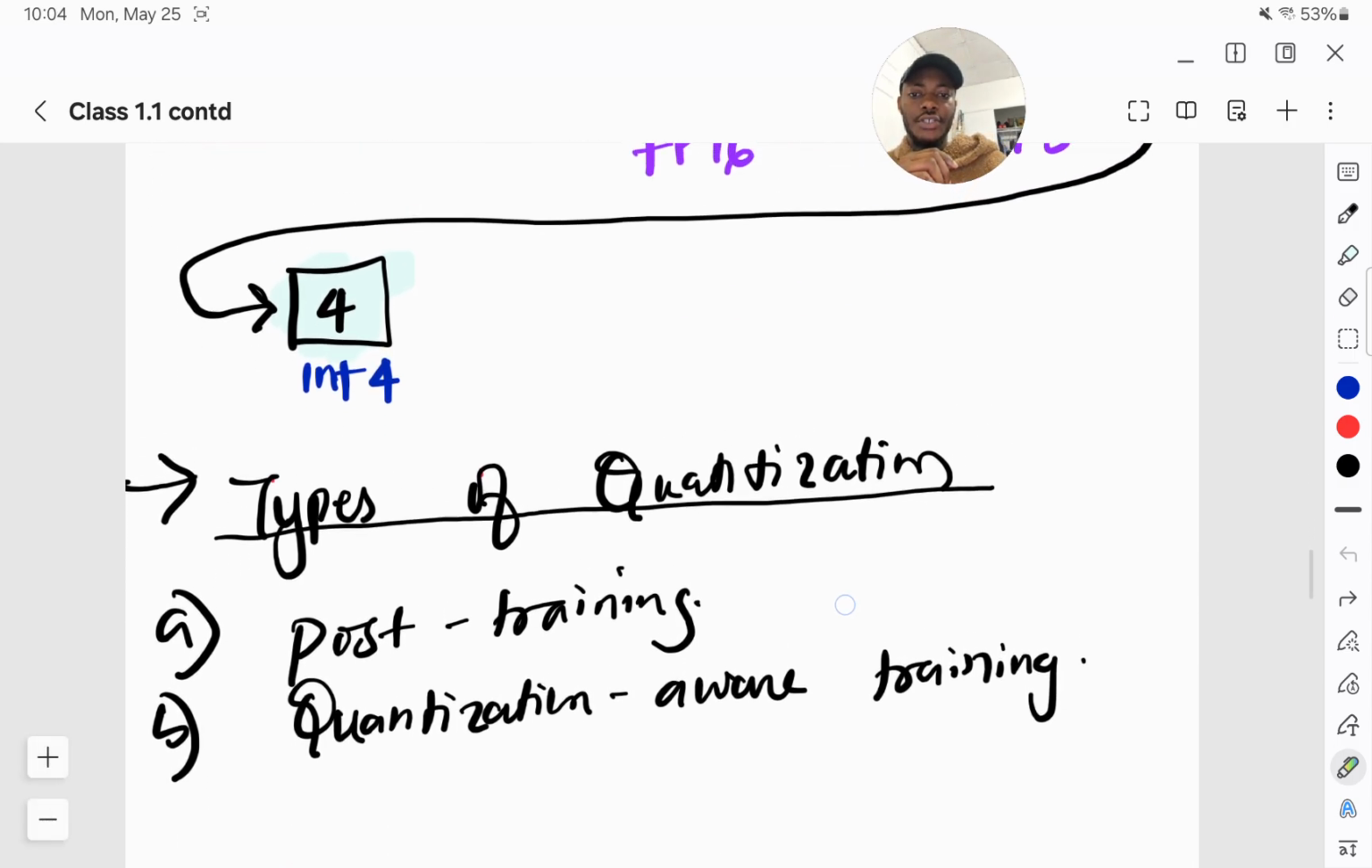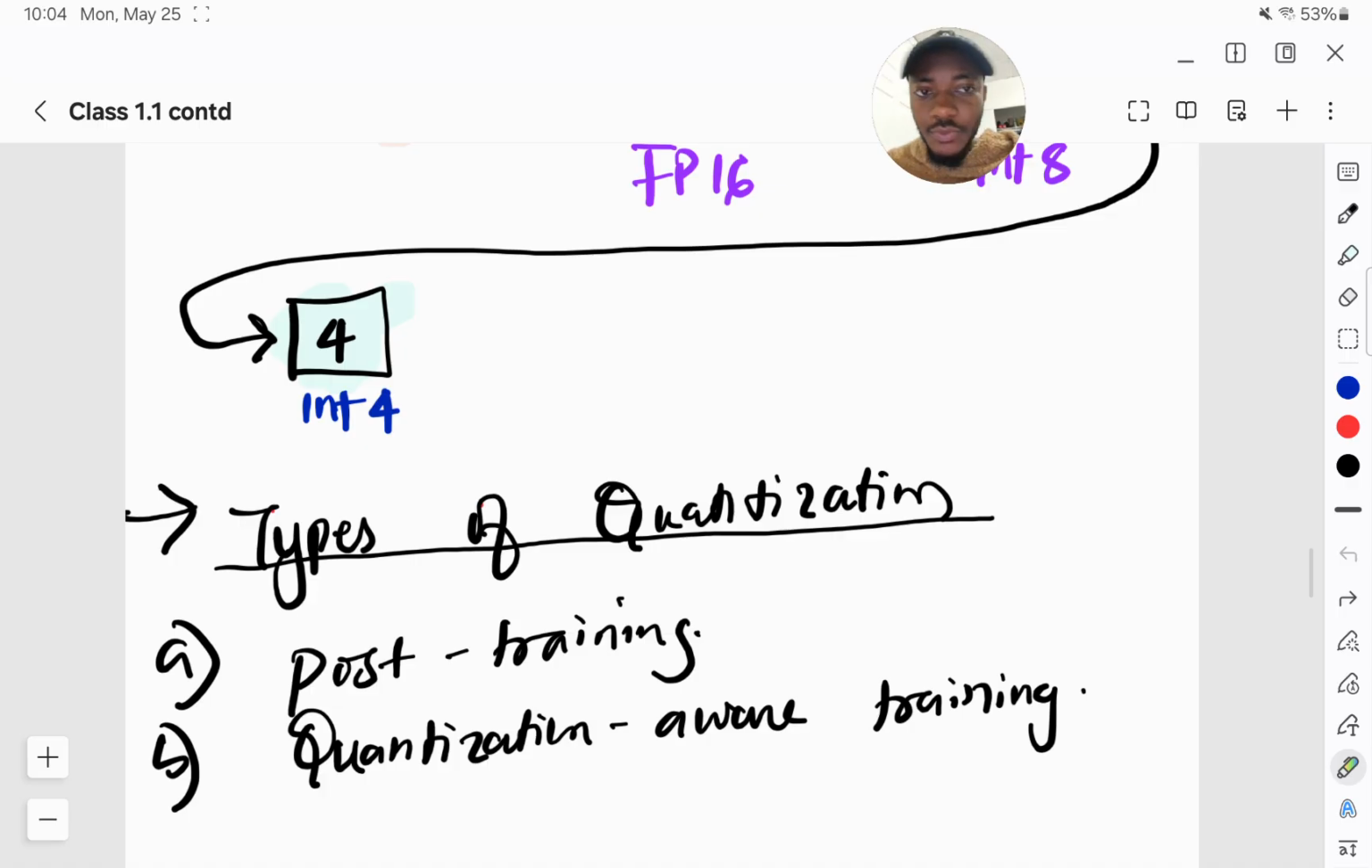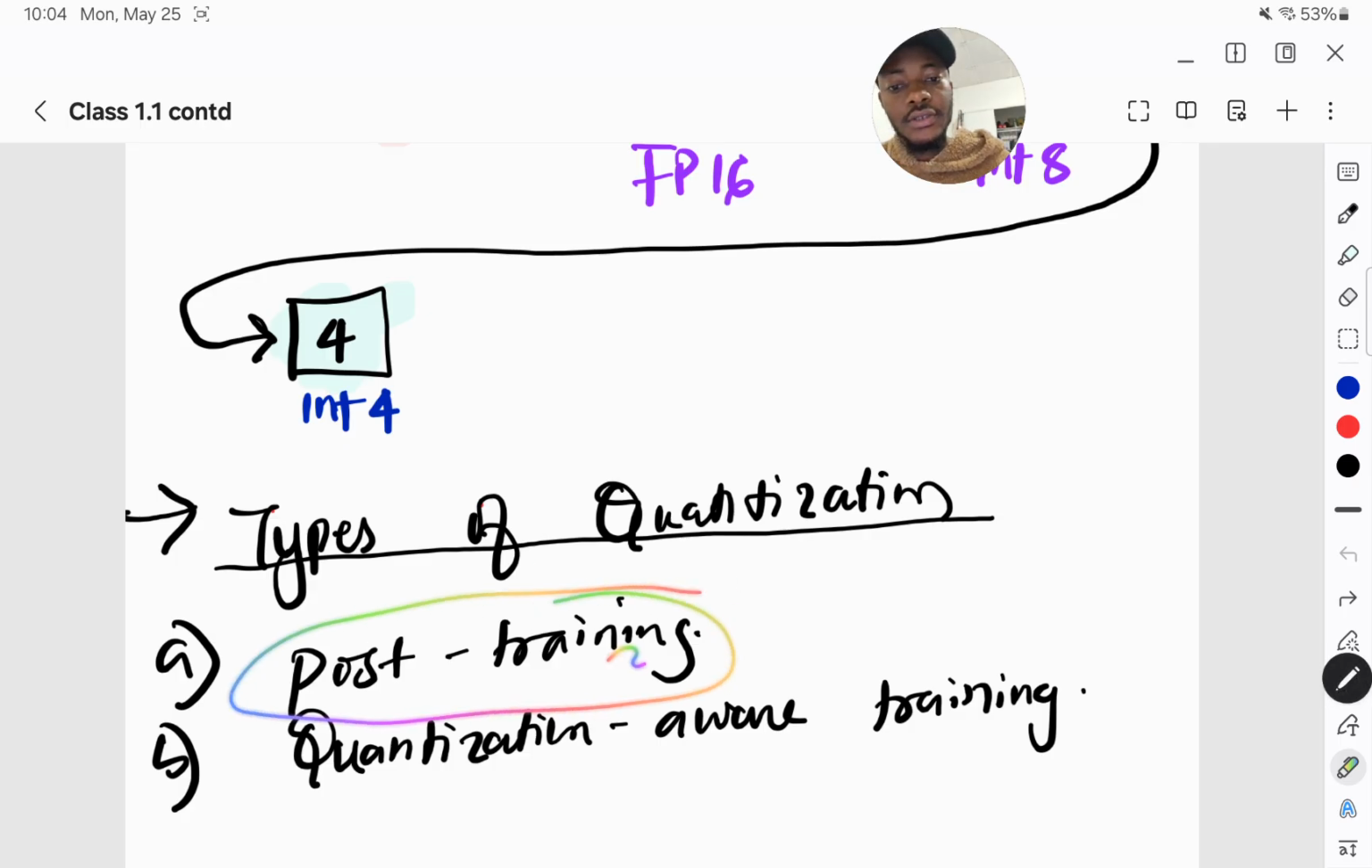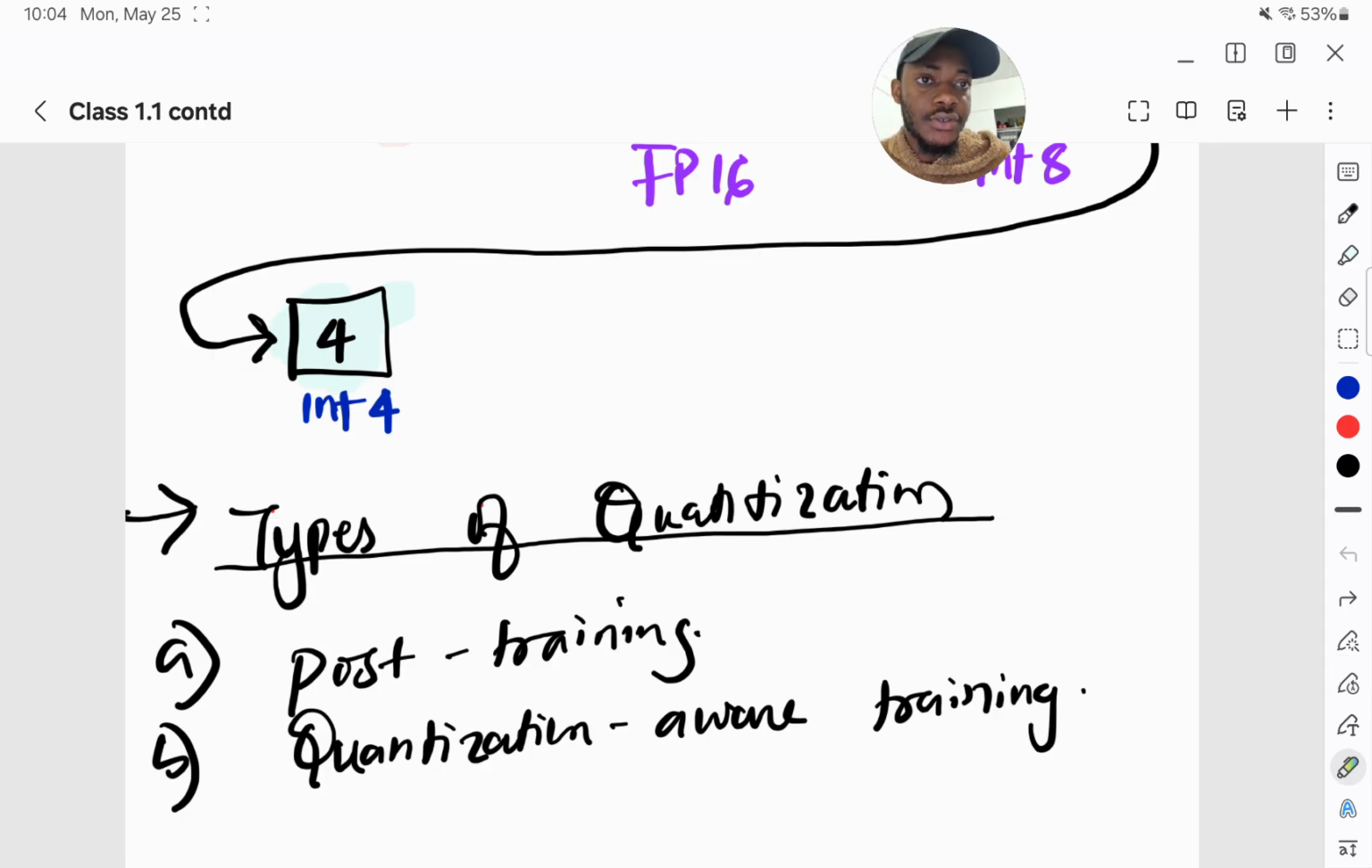What are the types of quantization? We can do post-training quantization. Post means after, so we can do this after training or when we are training. Quantization aware training essentially implies that as the model is being trained, we are quantizing the model's memory footprint as well. But post training is maybe we have our model, right?